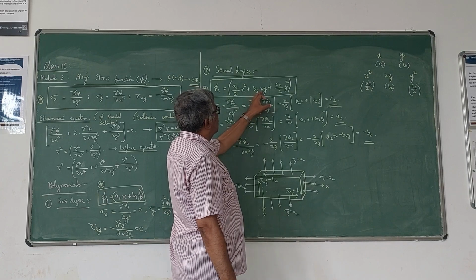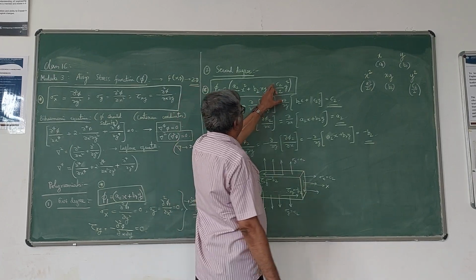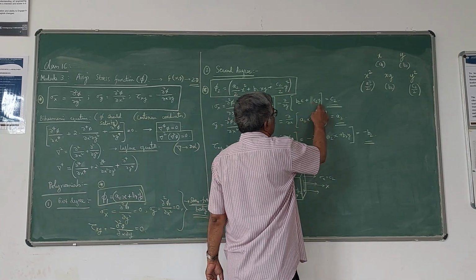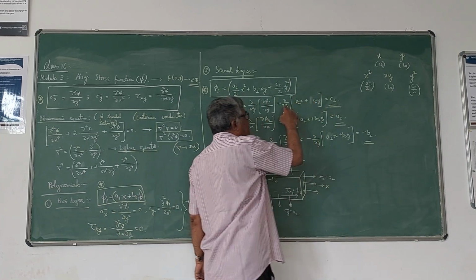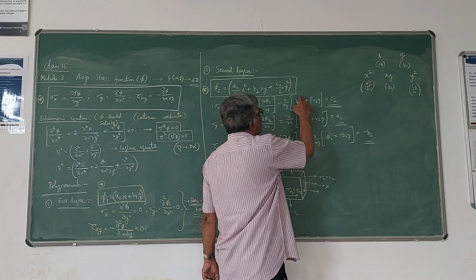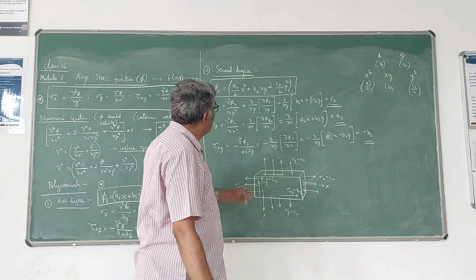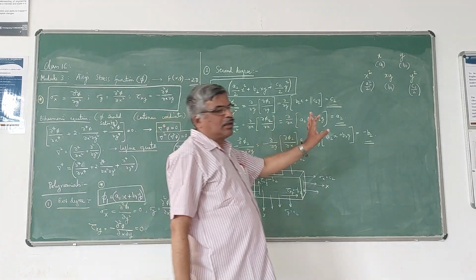Derivative of this will be b2 into x plus derivative of this will be c2 by 2 into 2y. The 2 and 2 will get cancelled and we get c2y. Now this you have to differentiate partially with respect to y. So the derivative of this becomes constant. Derivative of this becomes c2. So the value of sigma x becomes c2 now.